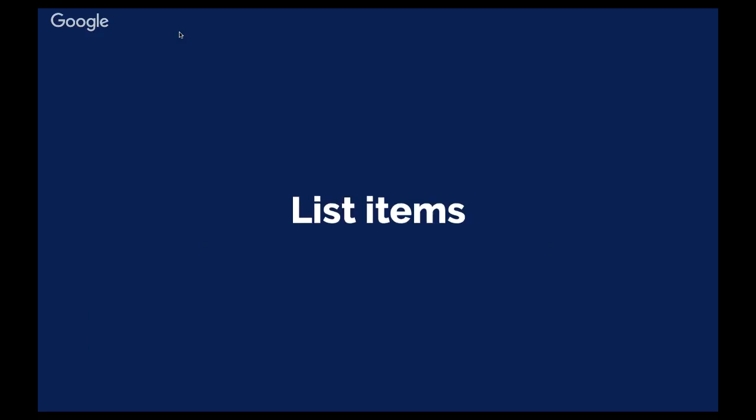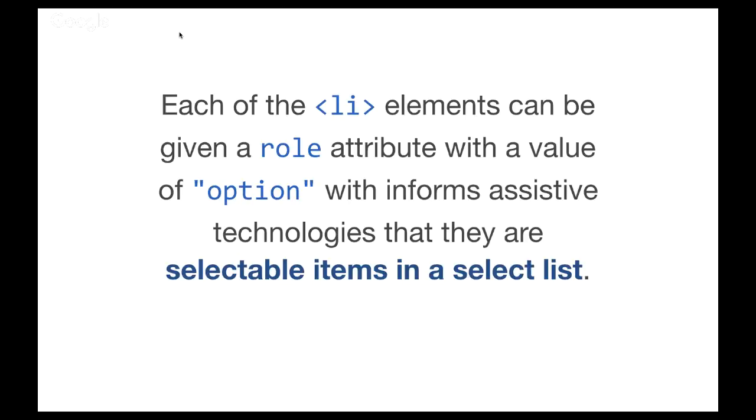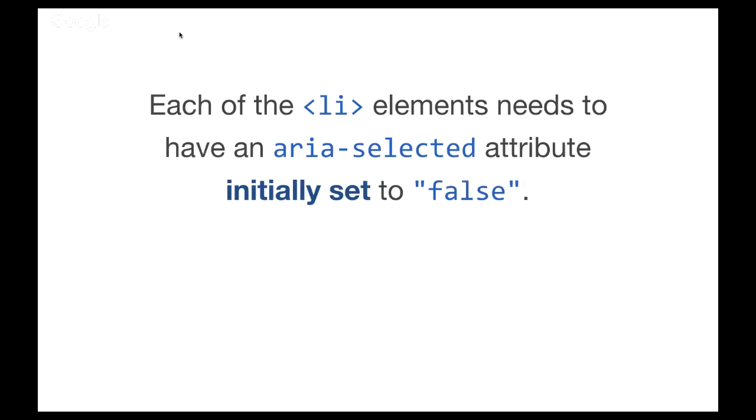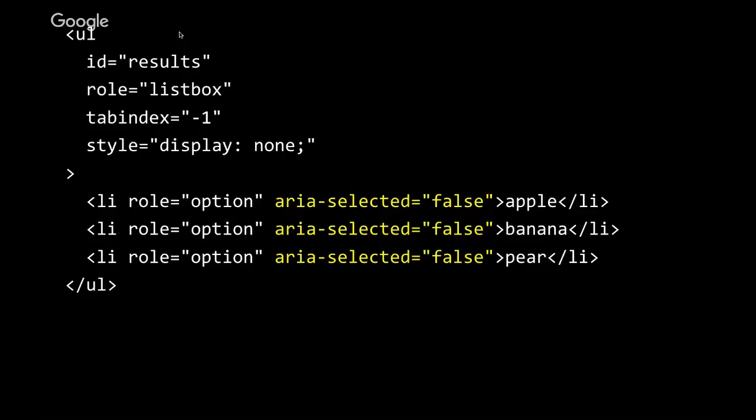Okay, now let's talk about the list items. Each of the LI items can be given a role with a value of option, and that informs assistive technologies that it is a selectable item in that select list. So each of the LIs has role equals option. The other thing is that each of them can have aria-selected with an initial value of false, and that tells assistive technologies that none of them have been selected at this point. So aria-selected equals false on each of the LI elements.